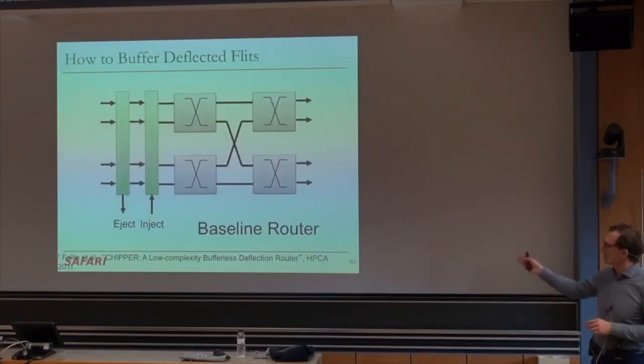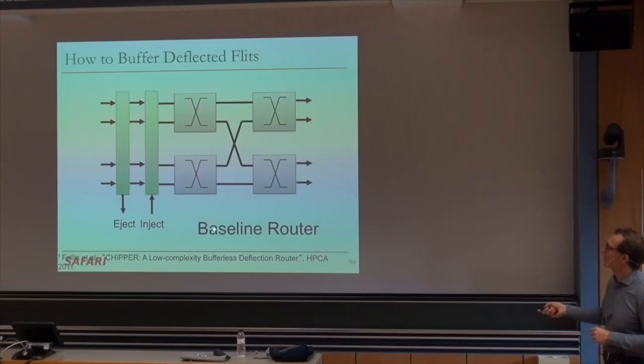So if you go back to the baseline router that we've discussed, this is a CHIPPER router. You have injection, ejection, and then this permutation network.